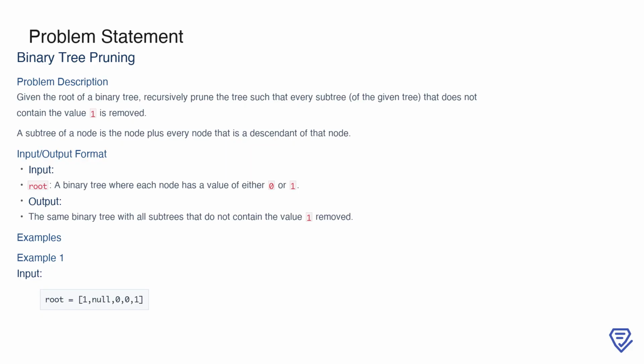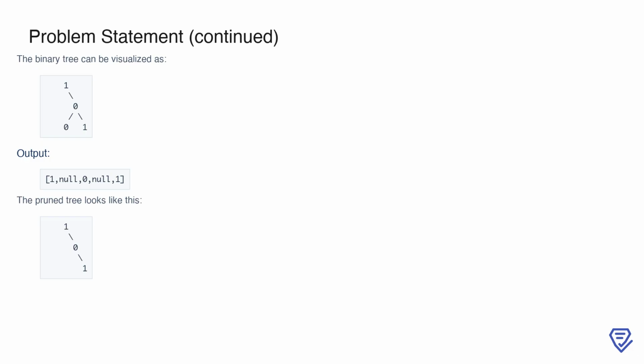This means we'll traverse the tree and recursively eliminate any subtrees that do not include a 1. Before diving into examples, it's important to keep in mind that the pruning process modifies the tree in place, so our result will be the pruned version of the input tree. Let's look at the first example.